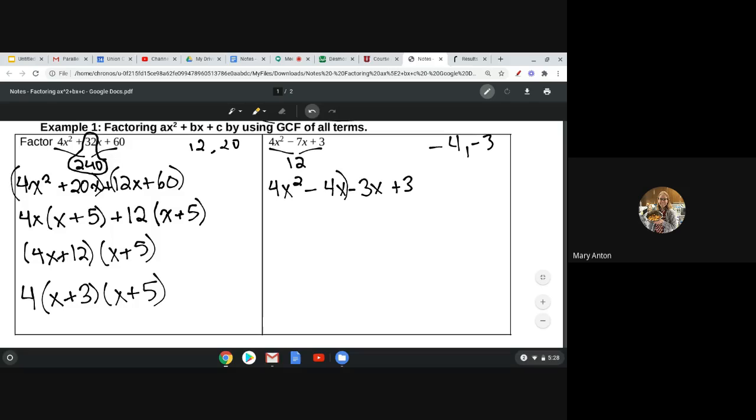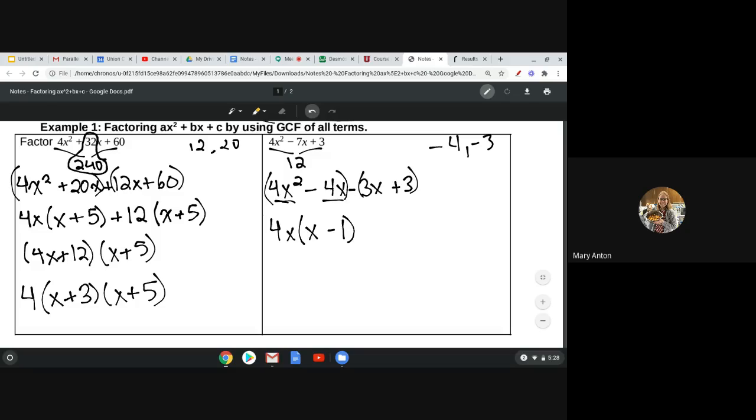Now let's split this expression in half and factor each half. From this first term, 4x squared minus 4x, we can factor out a 4x. If I take the first term divided by 4x, we're just left with an x. If I take this term divided by 4x, we are left with a negative 1.